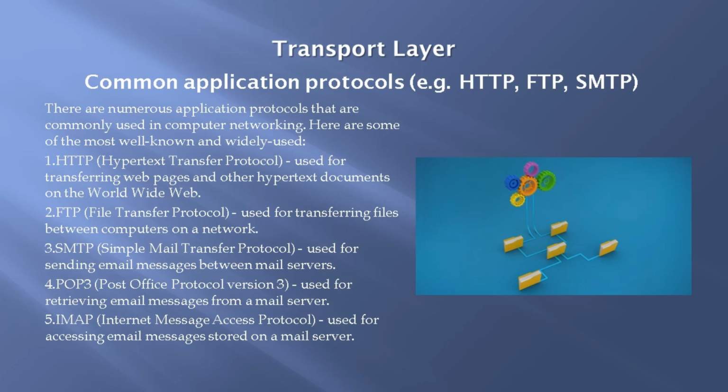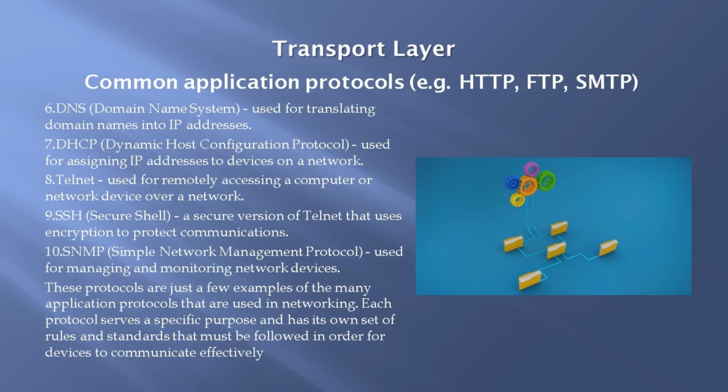4. POP3, Post Office Protocol version 3, used for retrieving email messages from a mail server. 5. IMAP, Internet Message Access Protocol, used for accessing email messages stored on a mail server. 6. DNS, Domain Name System, used for translating domain names into IP addresses. 7. DHCP, Dynamic Host Configuration Protocol, used for assigning IP addresses to devices on a network.